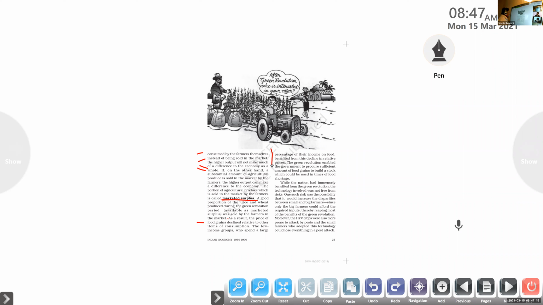The Green Revolution enabled the government to procure sufficient amount of food grains to build a stock which could be used in times of food shortage. So because of this Green Revolution, what happened? The government collected all these grains from the farmers and created a buffer stock, a huge stock of food grains with them, which could be used in times of food shortage. Clear or not?